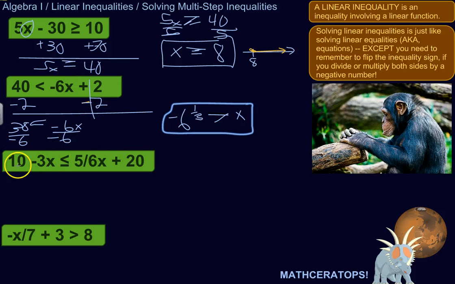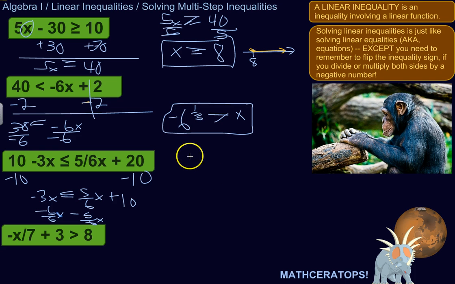Okay, so let's decide that x will be on this side of the inequality. So I'm gonna get that 10 out of there. Subtract 10. So we got negative 3x is less than or equal to 5/6 x, and 20 minus 10 is 10. Now let's get this x over on that side too. So we're going to subtract 5/6 x from both sides.